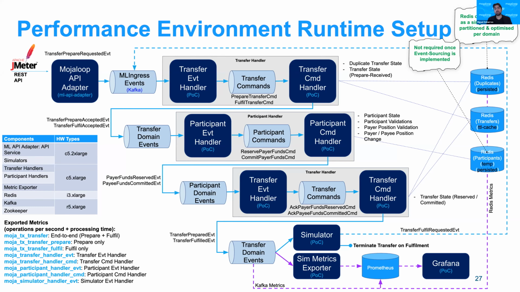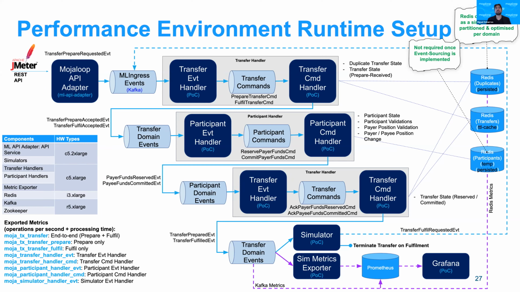The other thing that we introduced is a metrics exporter. At the bottom there, you'll see it's listening to the same events that the simulator is, and its job is purely just to process that and crunch the numbers in the transfer times and provide those metrics to Prometheus, which are obviously displayed via Grafana. And you'll see that we're also collecting metrics for Kafka, and we're also collecting metrics for the data stores on the far right, which is Redis.